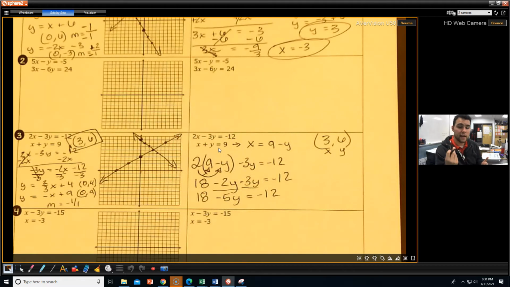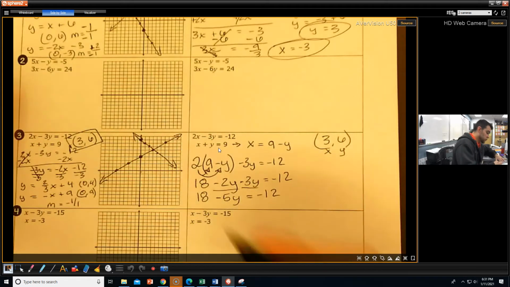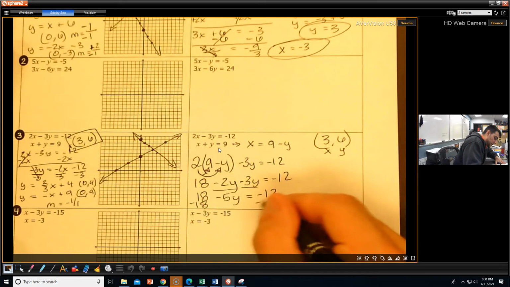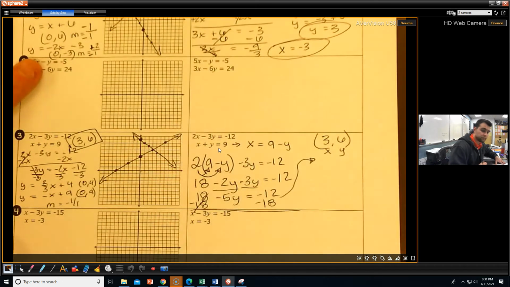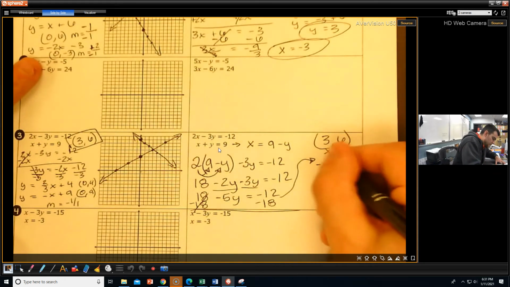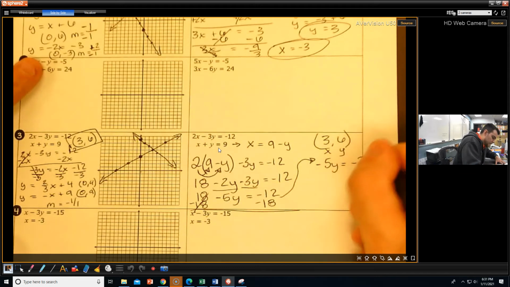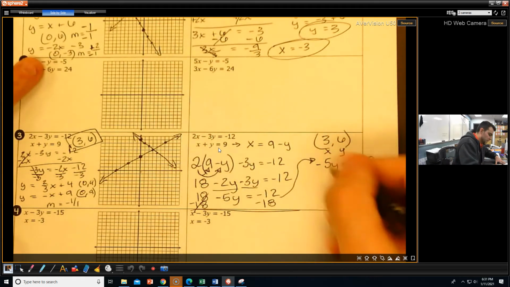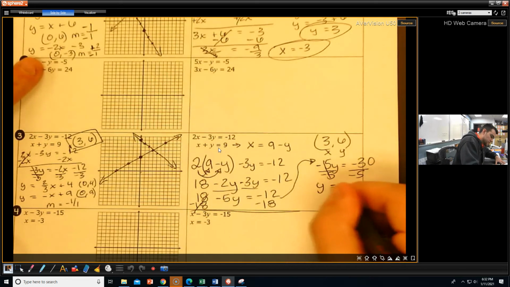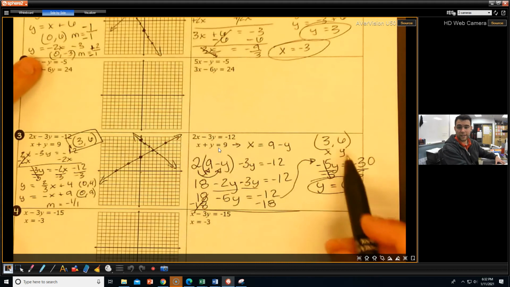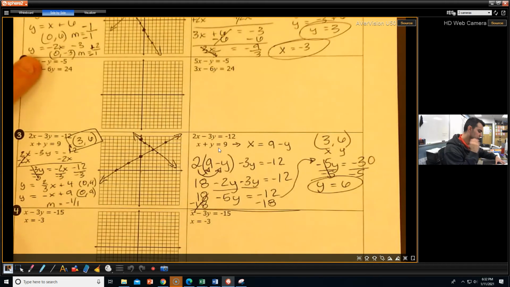Do I divide both sides by negative 5, or do I subtract by 18? I'm going to subtract by 18. It's the easier thing to do first. I'm going to move this guy up here. When I do this, I get negative 5y equals negative 30. I divide both sides by negative 5, and I end up getting y equals 6. Which, once again, that's a good sign. That means I'm getting it correct.